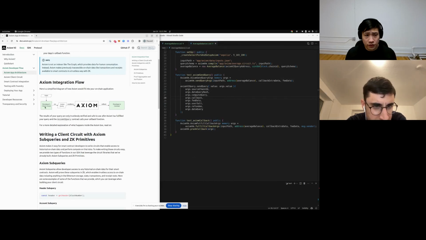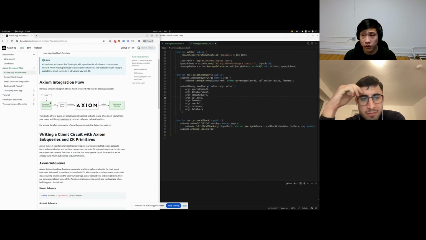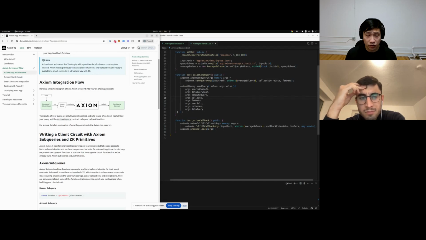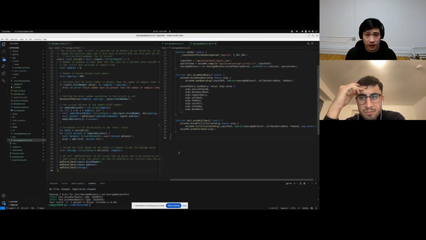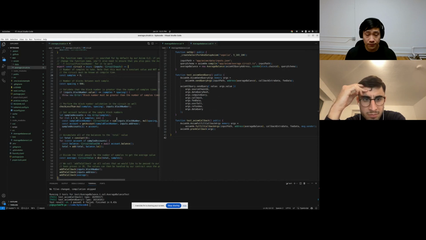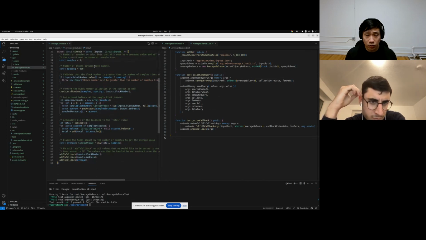Yeah, so the flow is you're trying to write a contract that integrates into Axiom, and so you want to do some computation over some historic data on Ethereum. So you express that in what we call a client circuit. So that's a TypeScript file that implements a function kind of like this. Now, what this circuit will do is some computation over some historic data. So in this case, the historic data is the account balances, and the computation is the averaging.